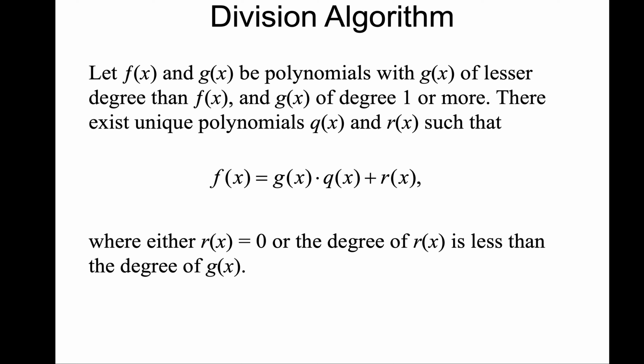There exists some polynomial q of x, where I can multiply g of x by it and add something to it, r of x, where either r of x is 0 or the degree of r of x is less than the degree of g of x. You're not expected to give me this on a test. You're not expected to explain this to me in the lab, but I do want to introduce you to this idea of where this comes from.